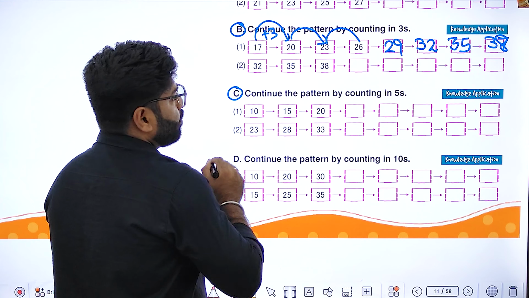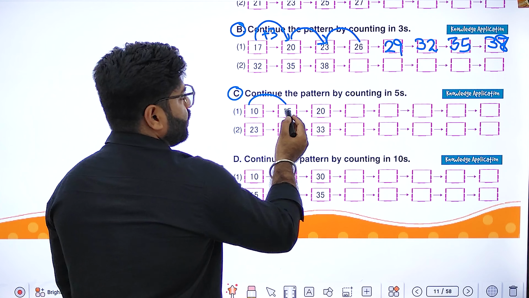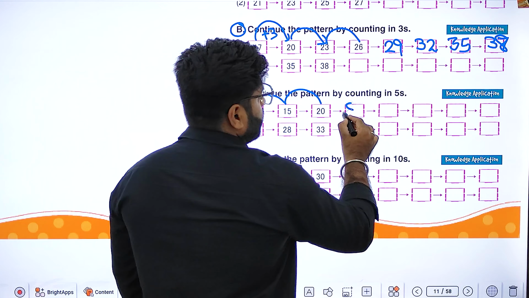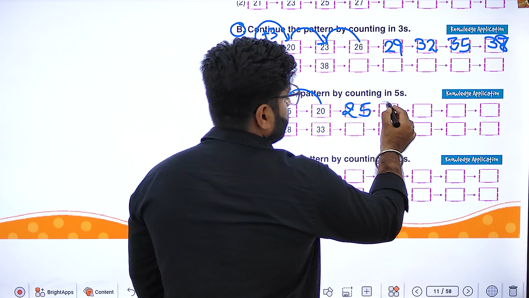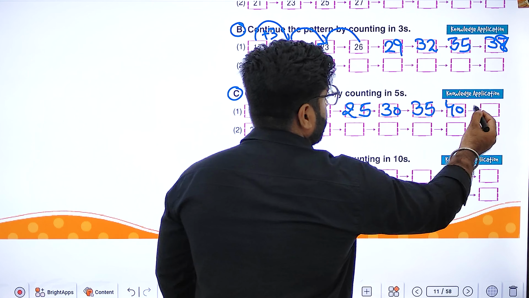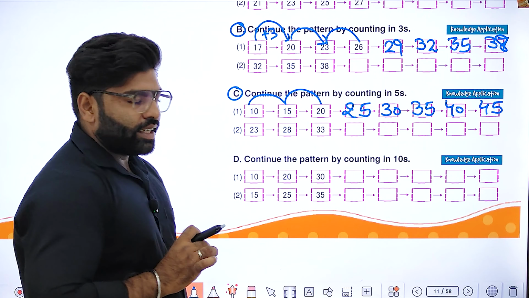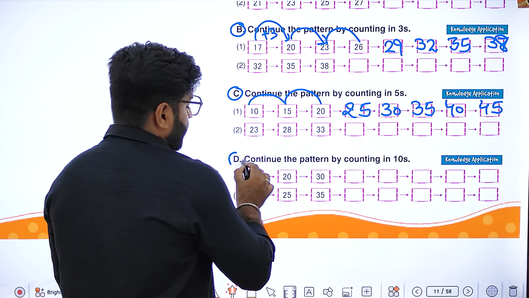So here we are having a pattern by 5. Let's add 5. 10 plus 5 is 15, 15 plus 5 is 20. Next we have 25, then 30, 35, 40, and 45. We are going to add 5 each time. Here we have a D question.